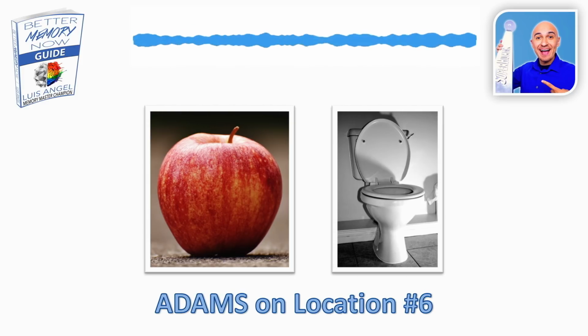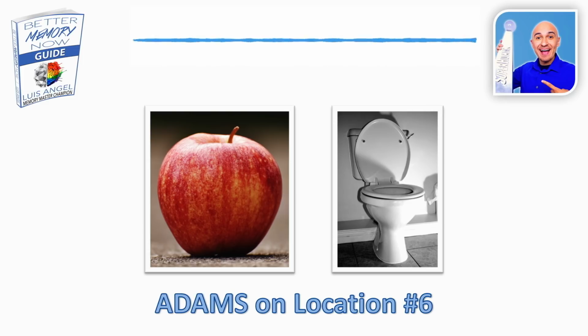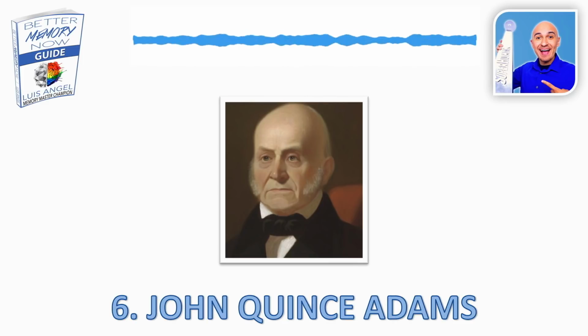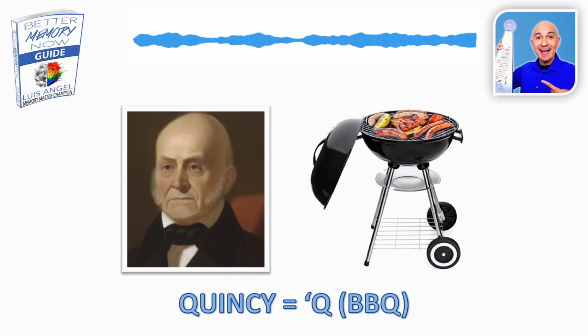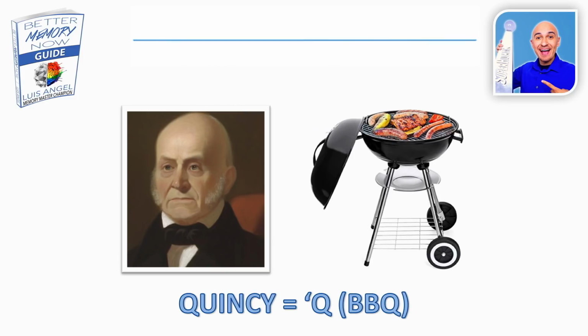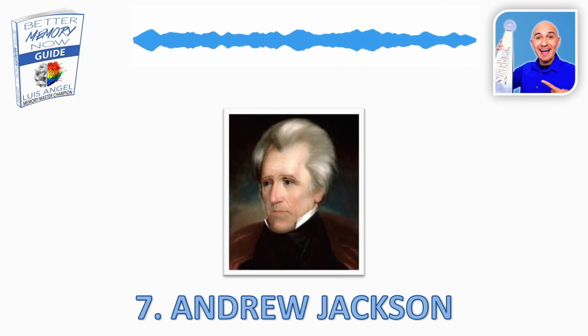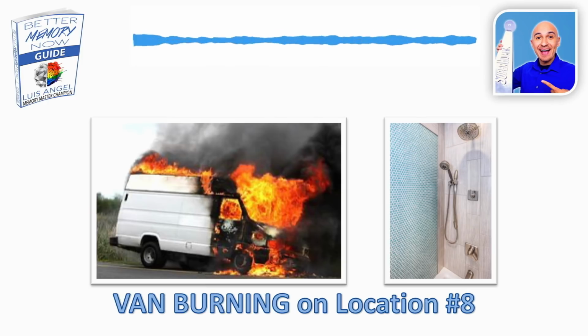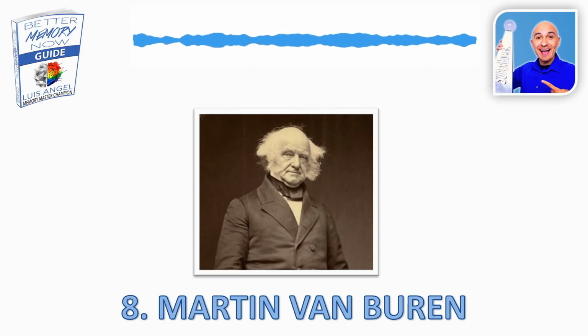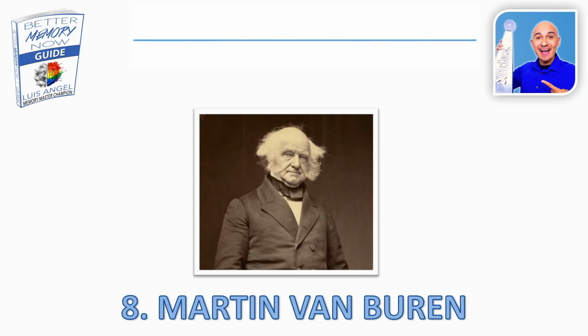Remember that we picture Apple on that location for John Quincy Adams as the sixth president. If you wanted to link a barbecue to that to help you remember Quincy, you can do that as well. The seventh location features a carjack for Andrew Jackson. The eighth location, for me, it's a shower. That was pretty easy to link a van burning on the shower. So I picture Martin Van Buren as the eighth president on my eighth location.